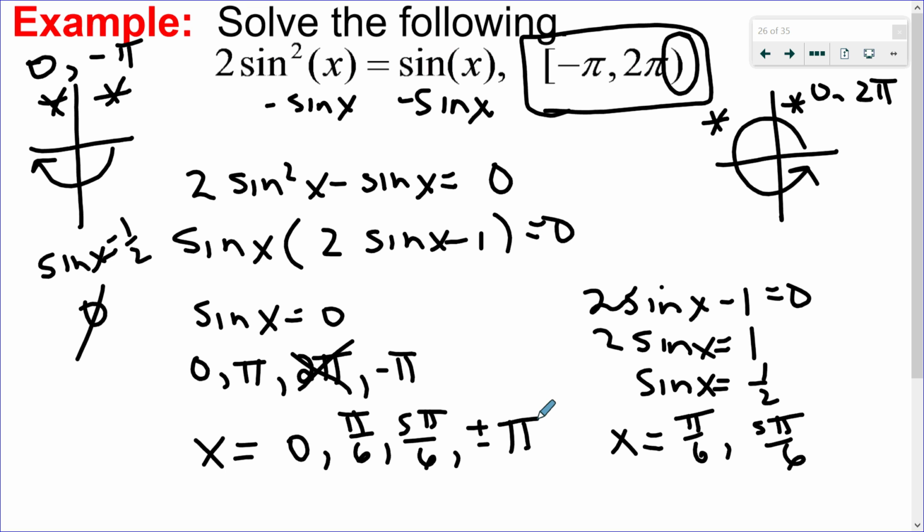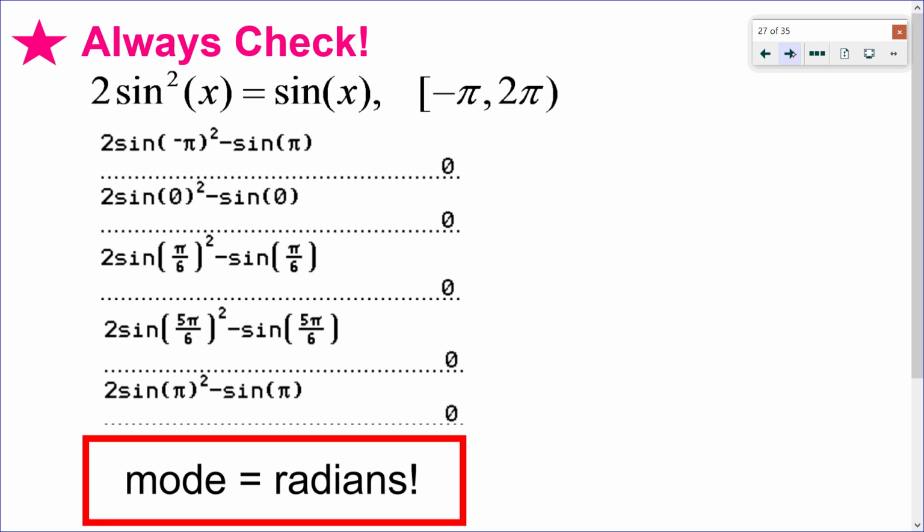So again, I'd want to check that on my calculator, and you can see here's my solutions. So I've got 0, it works, pi over 6, it works, 5 pi over 6, and positive and negative pi, it also works. So it looks like we got all of our solutions. Make sure your calculator is in the correct mode for your domain that's specified.